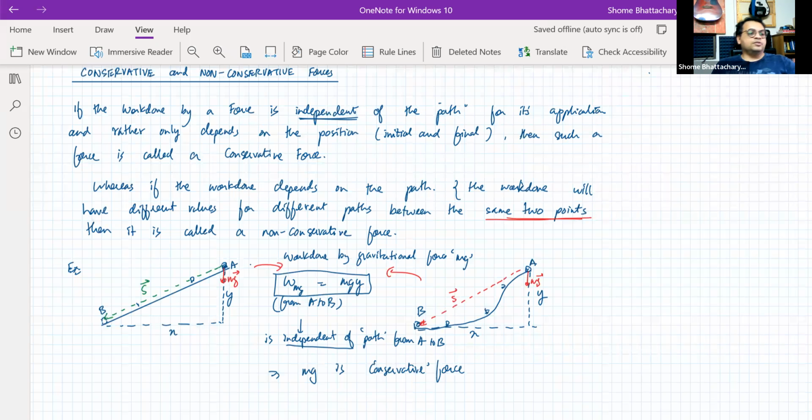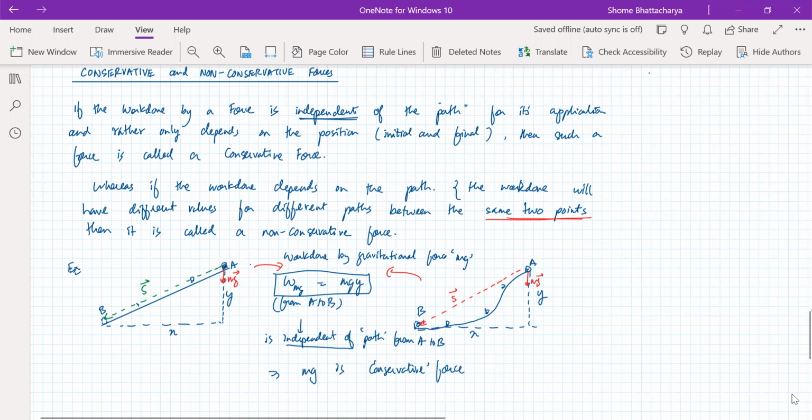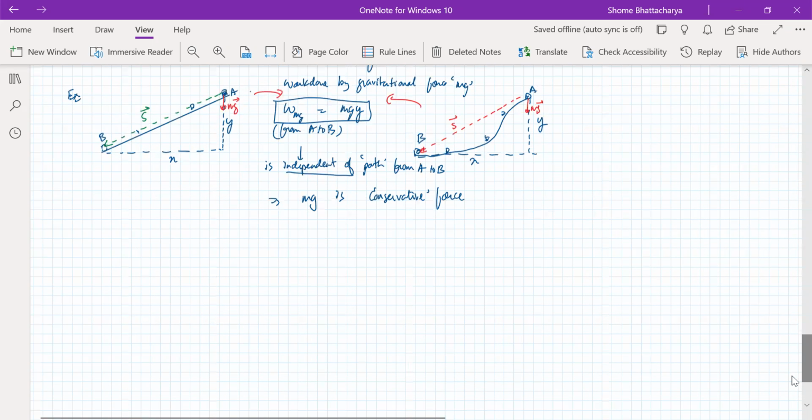It does not matter what path we take the body from, as long as we are taking it from point A to point B. Between those same two initial and final points, the work done each time by that force, gravity, will be the same. So this is an example of a conservative force. Now I'll show you an example of a non-conservative force next. Then you note down both examples together so that you can see the difference between the two definitions: what is a conservative force and what is a non-conservative force?